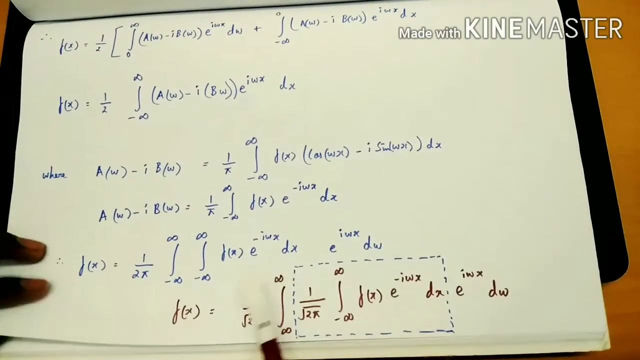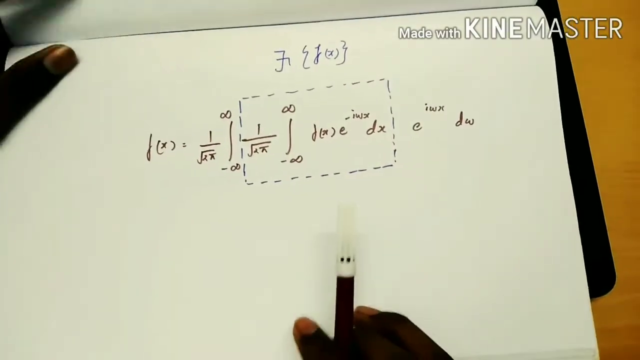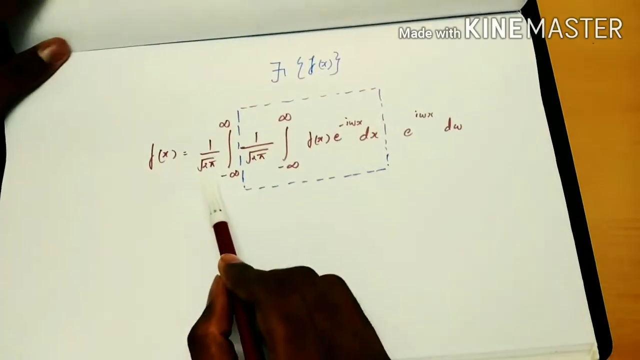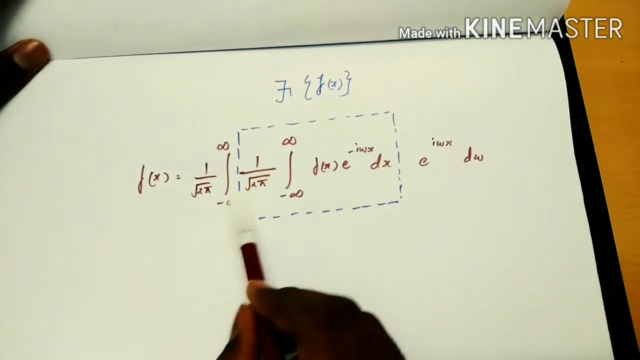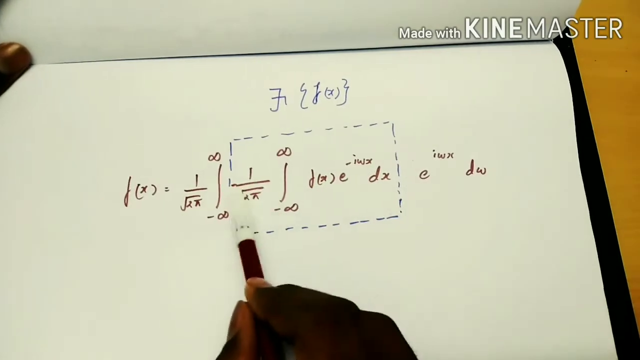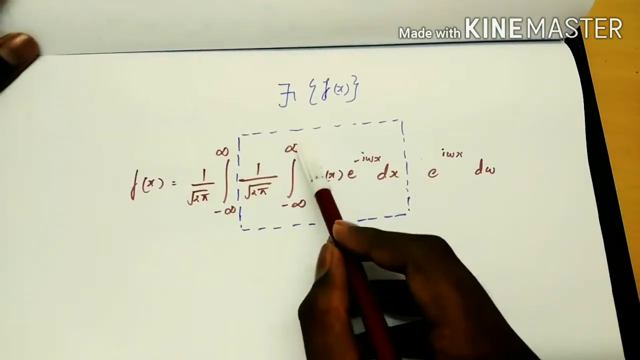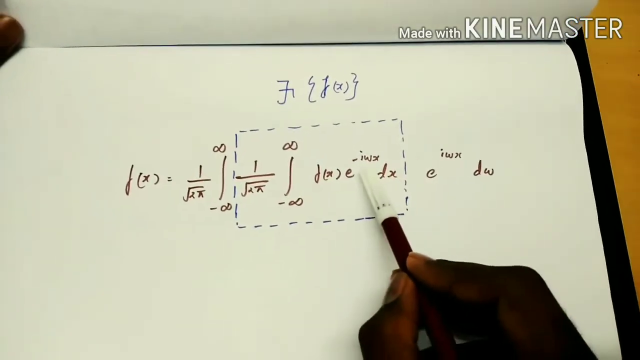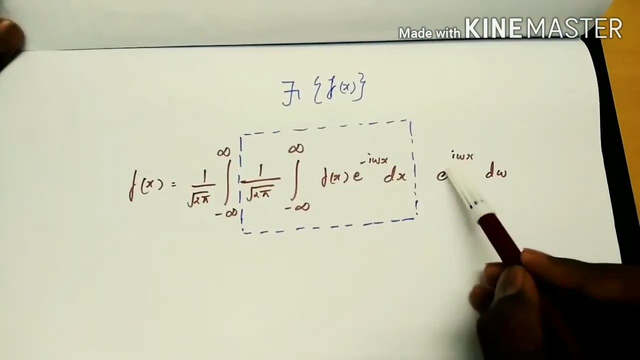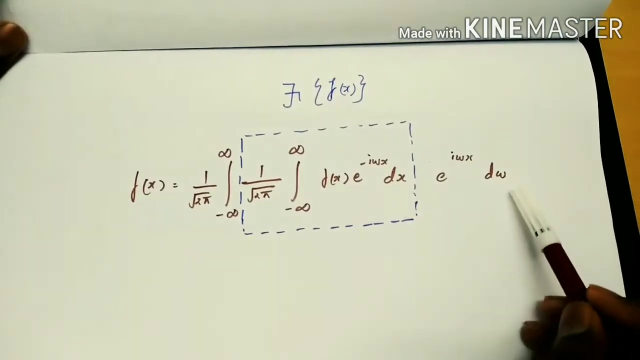This can be written as f of x is equal to 1 by root 2 pi integral minus infinity to infinity, 1 by root 2 pi integral minus infinity to infinity f of x e power minus i omega x dx, e power plus i omega x d omega.